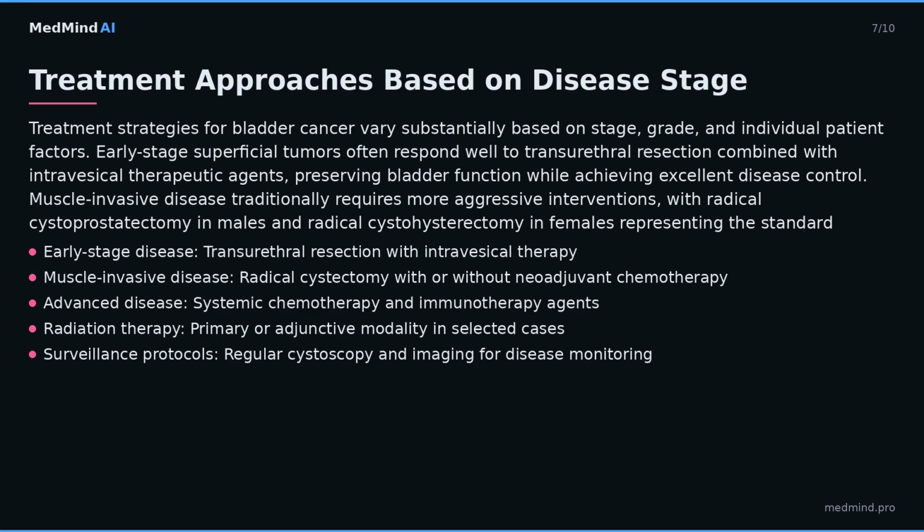disease. Radiation therapy may be employed either as primary therapy in patients unsuitable for surgery or as adjunctive treatment following surgical resection. Advanced metastatic disease often requires systemic chemotherapy, with immunotherapy agents demonstrating increasingly important roles in modern bladder cancer management. Key points: early-stage disease, transurethral resection with intravesical therapy.